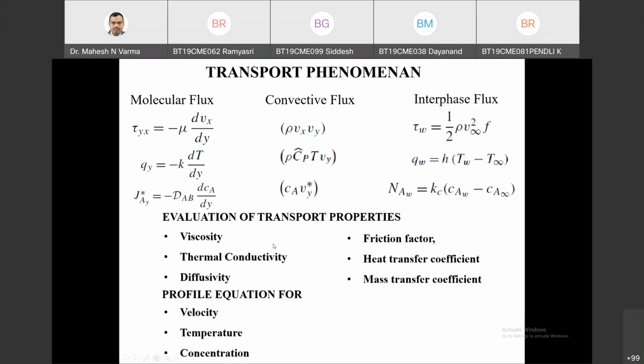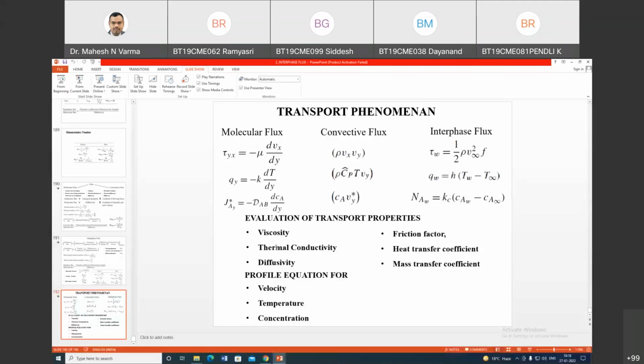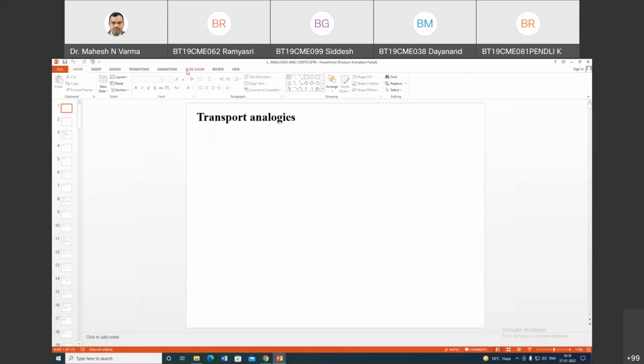That is what we are going to discuss now. So, transport analogy.